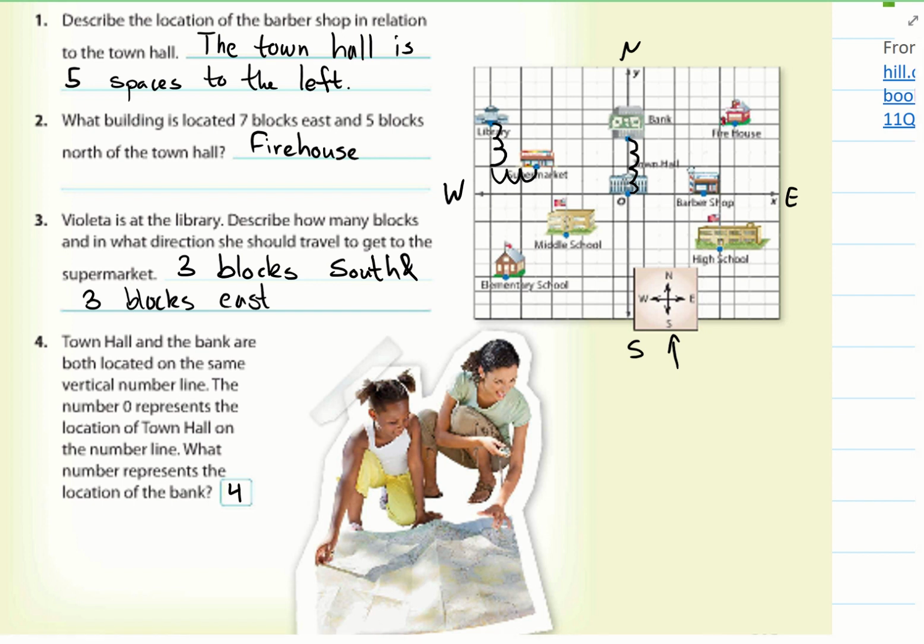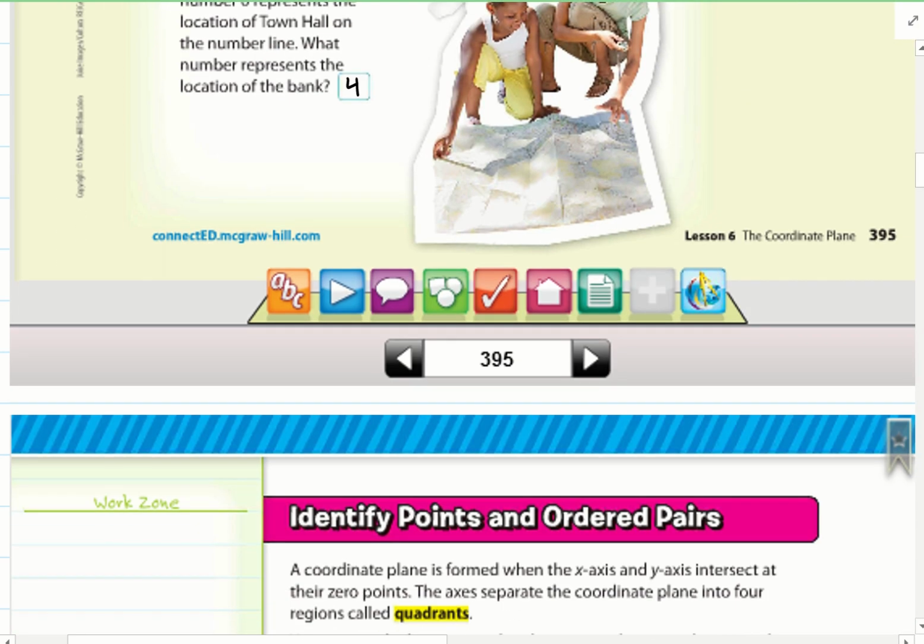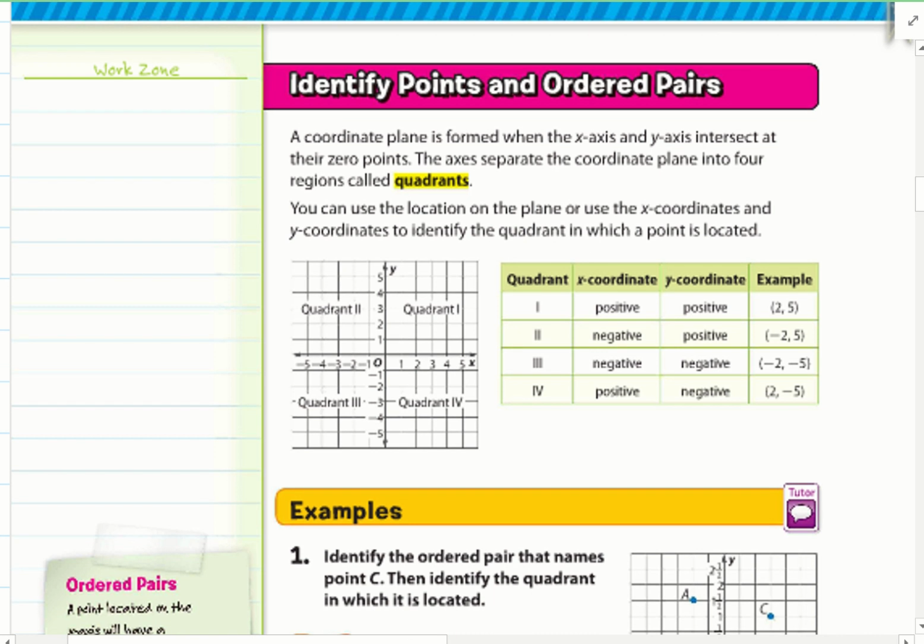We'll get into a lot more details with a coordinate plane. By the way, this is what a coordinate plane is, and this is what we will be going over today. It says identify points and ordered pairs. A coordinate plane is formed when the x-axis and the y-axis intersect at the 0 points. The axes separate the coordinate plane into 4 quadrants. You can use the location on the plane or use x coordinates and y coordinates to identify the quadrant in which each point is located.